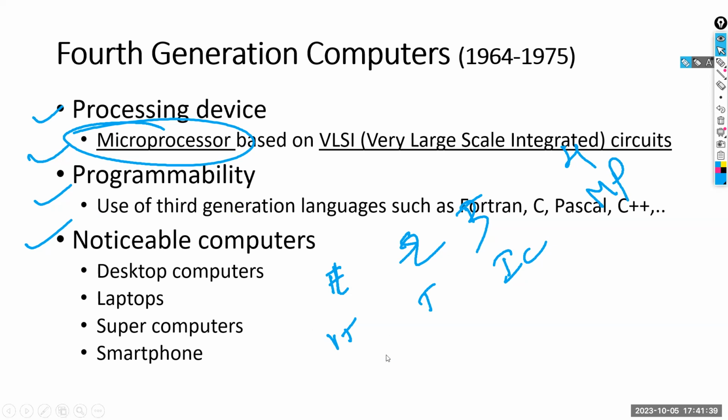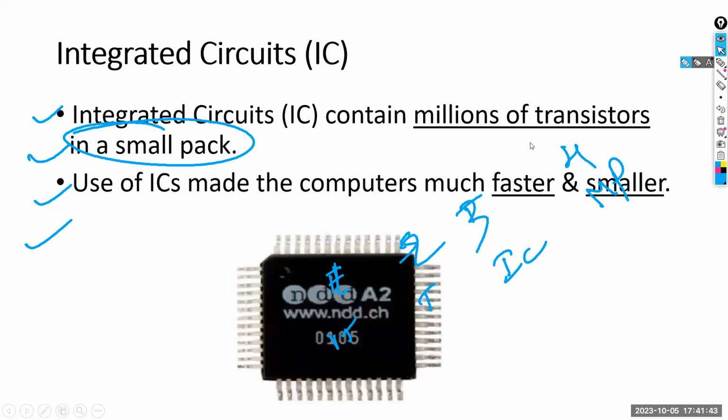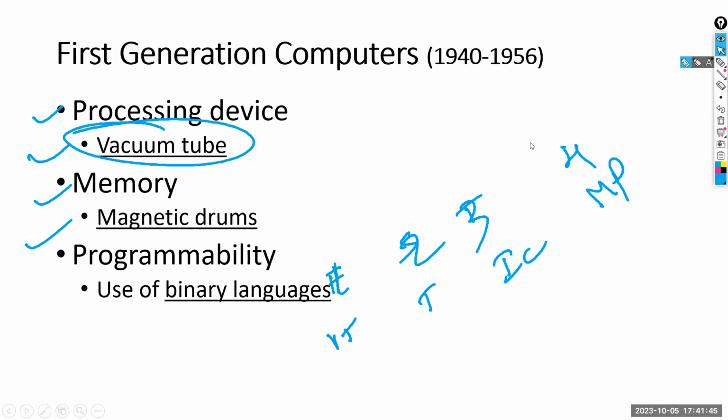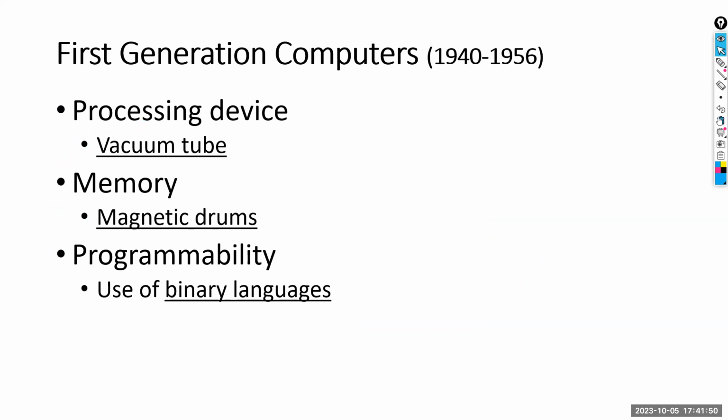Right. So therefore, first generation vacuum tubes, transistor, IC, microprocessor. Okay, but we'll look at a few more things as well. But that is your big picture.